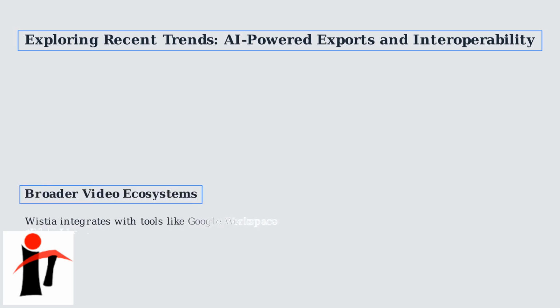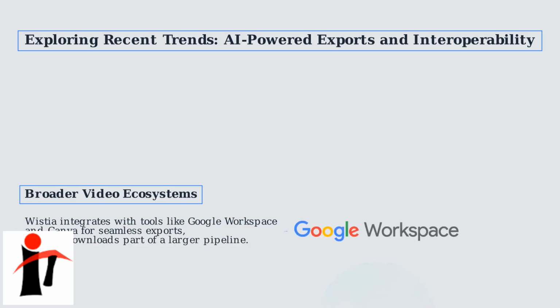Another key trend is interoperability with broader video ecosystems. Wistia increasingly integrates with platforms like Google Workspace, allowing direct exports to Google Drive for easy storage and sharing. It also connects with design tools like Canva for enhanced video editing and customization. This shift transforms video downloads into seamless parts of a larger workflow pipeline.